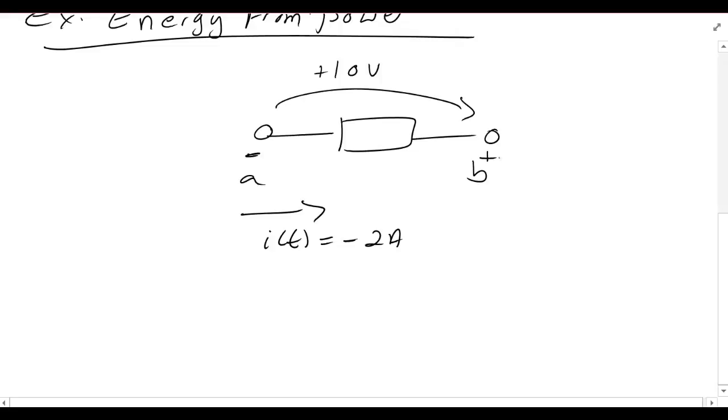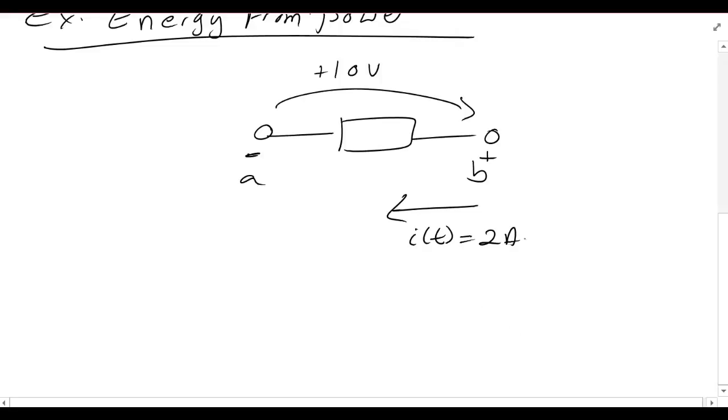The next thing we have to do is keep our signs consistent. Taking a look at my current, I have a negative. When I have a negative current, what that means is that the assumed direction was incorrect. So we need to redraw this, allowing for the current to go the other way and have a positive magnitude. I'm going to just erase it so I don't redraw the whole thing. And my current is going this way. I of t is 2 amps.